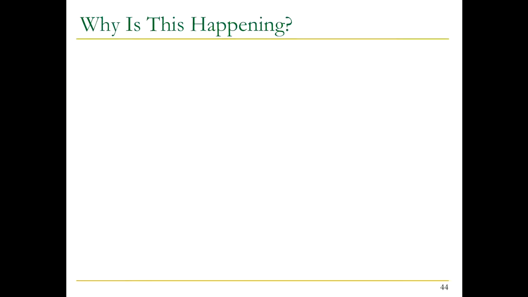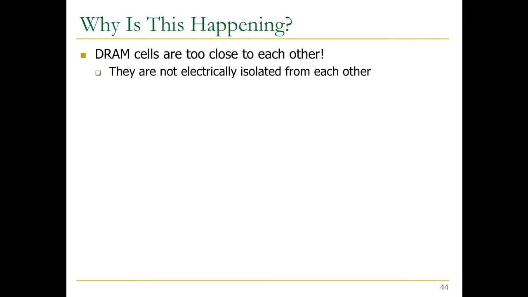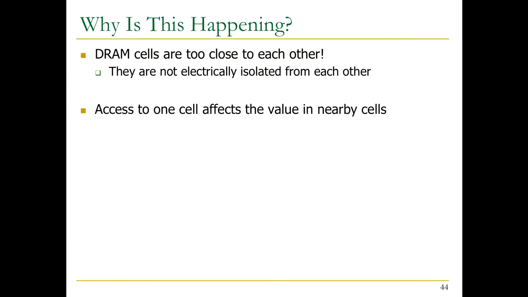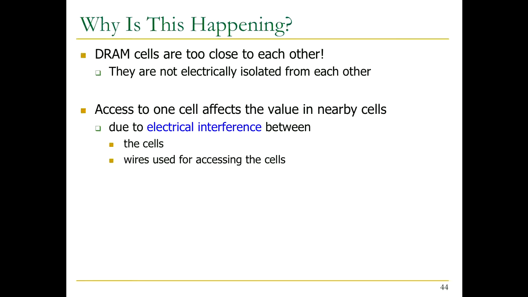So why is this happening? There are many questions you can ask once you observe this, right? I guess I've already given you the answer. DRAM cells are too close to each other. And why is this a problem? Because now they're not electrically isolated from each other. We've broken the electrical isolation. Whenever you access one cell, you're affecting some other cell a little bit because the circuits are coupled to each other. So access to one cell affects the value in nearby cells due to electrical interference between two things: the cells, which is called cell-to-cell coupling, and the wires used for accessing the cells.